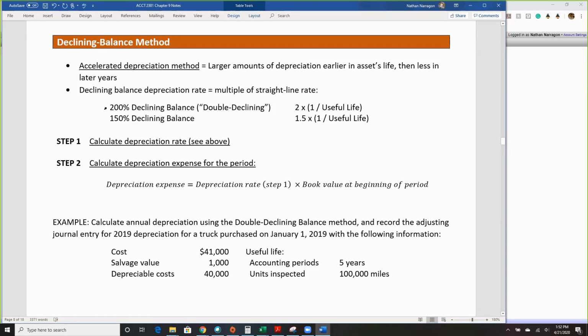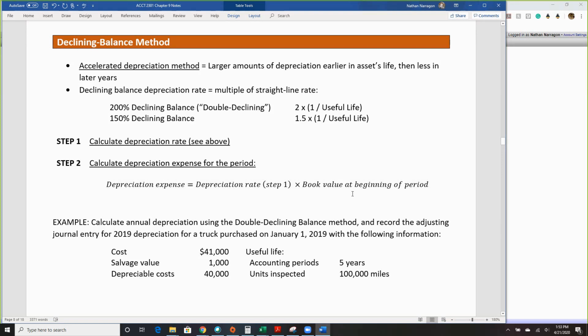We're going to focus on the 200% declining balance. That's known as double declining. So this is 2 times our straight line method rate. So when we look at that, it's 1 divided by useful life.